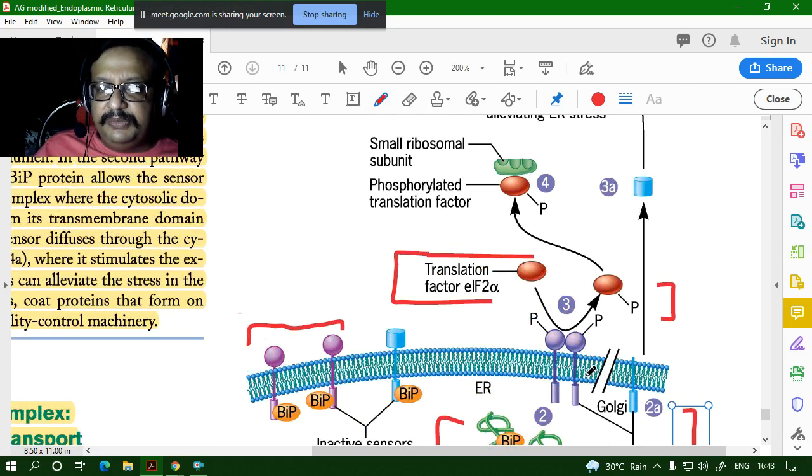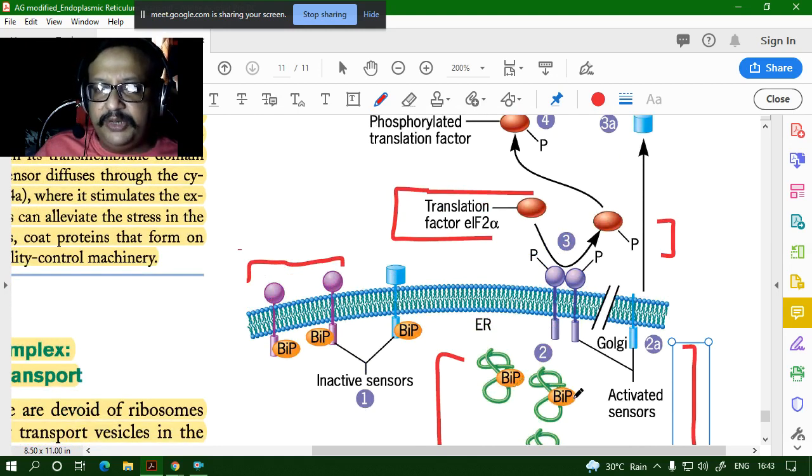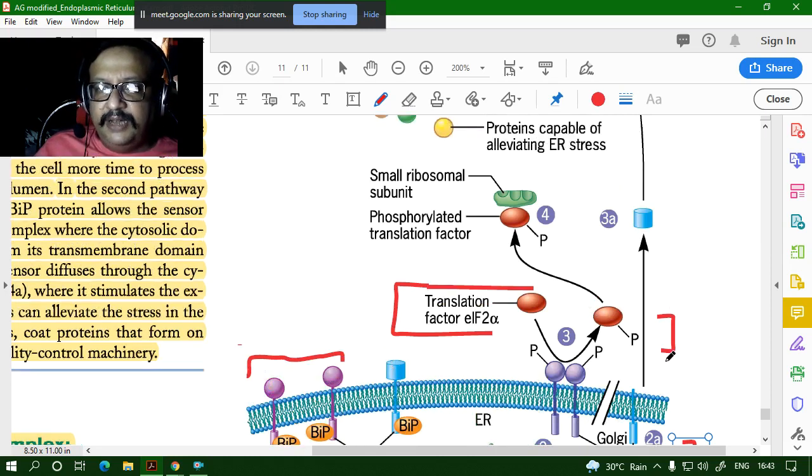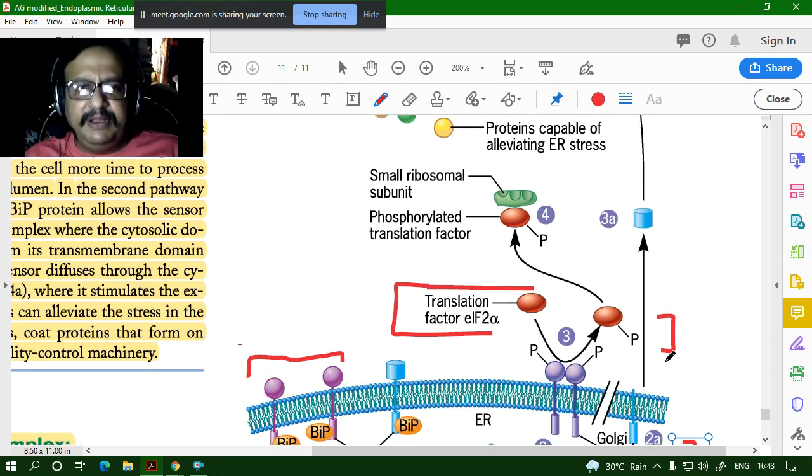So when the sensor is activated, because BIP has been released and is with the misfolded proteins, the result is: stop, no more protein now. The condition is unfavorable, so don't translate any more proteins. Stop translation, because if the temperature is high, whatever I translate now will not fold properly. So just stop translation at that time. This is the idea behind the whole system.